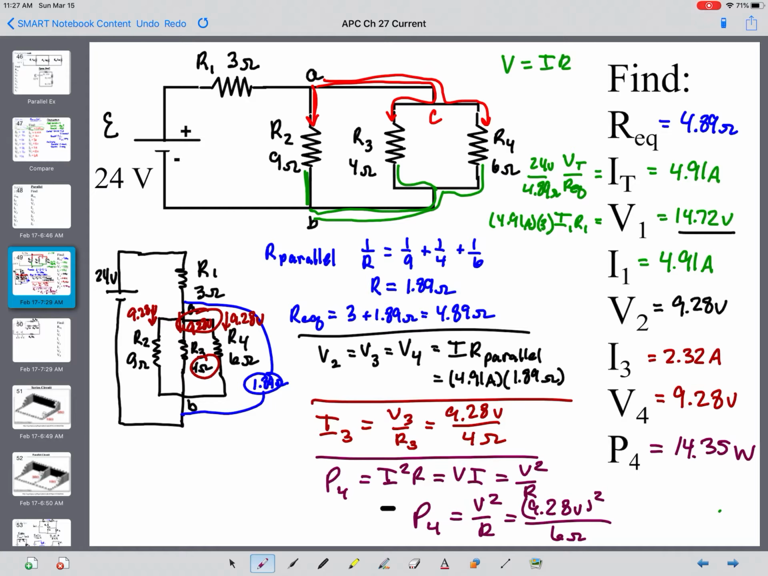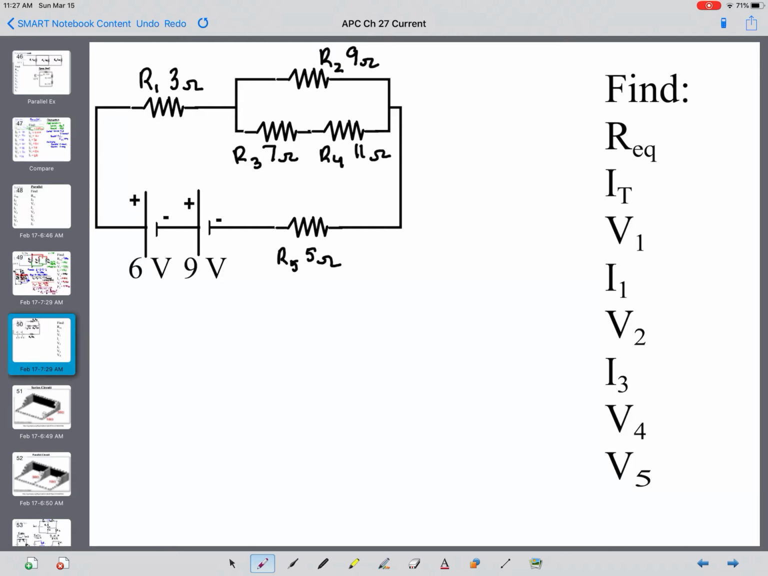So again, whatever you're finding, redraw the circuit to emphasize series and parallel, find your totals, fill in what's constant, and then piece by piece rebuild and go through the circuit to find the different parts. Now let's consider another example.